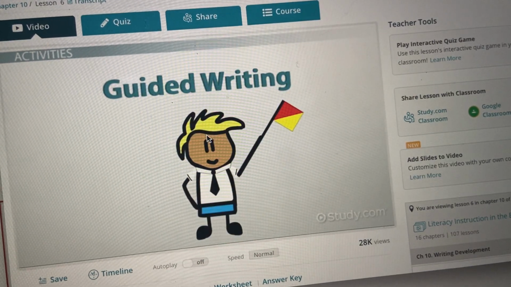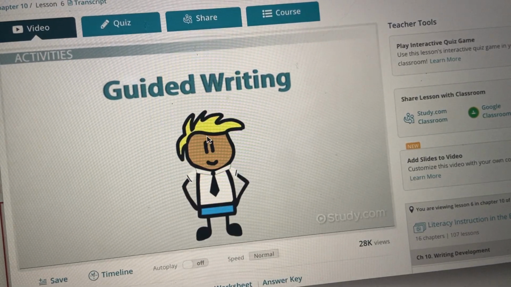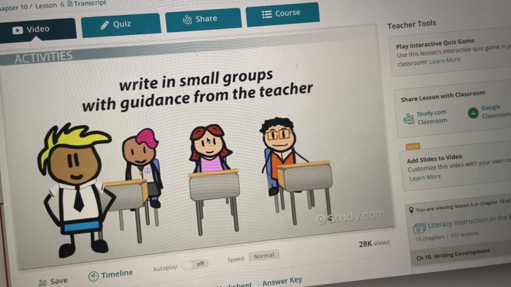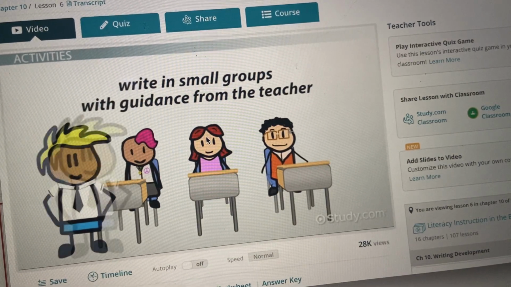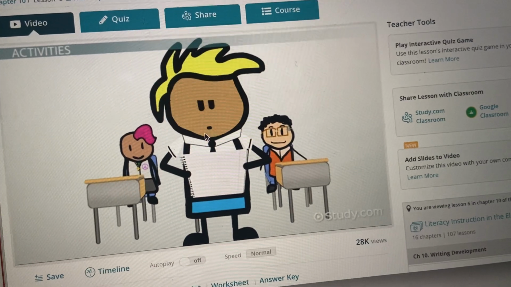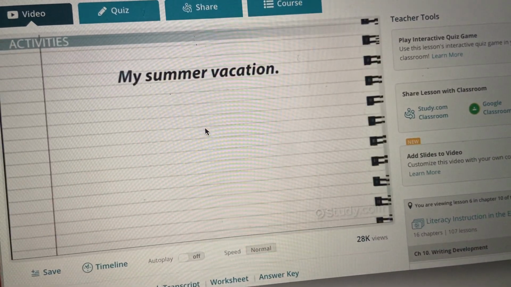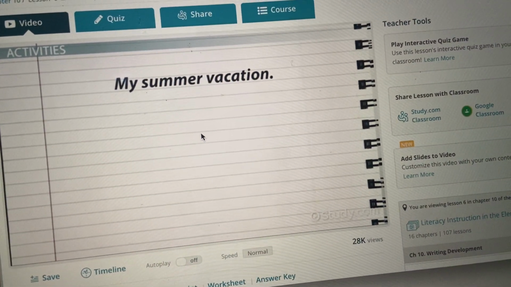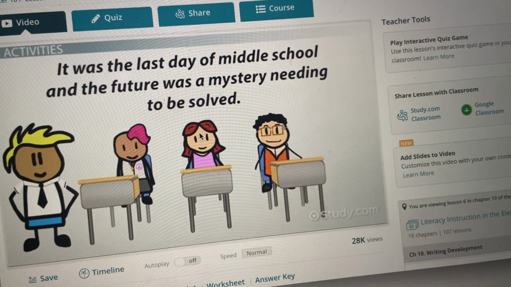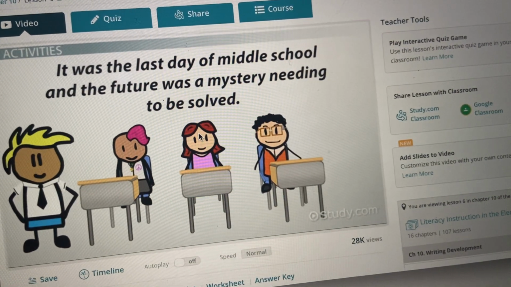Guided writing is another activity that Josh can use. This offers students the chance to write in small groups with guidance from the teacher. For example, if he notices that several of his students are struggling to write compelling openings to their writing pieces, Josh might pull them together to practice writing opening sentences as a group.